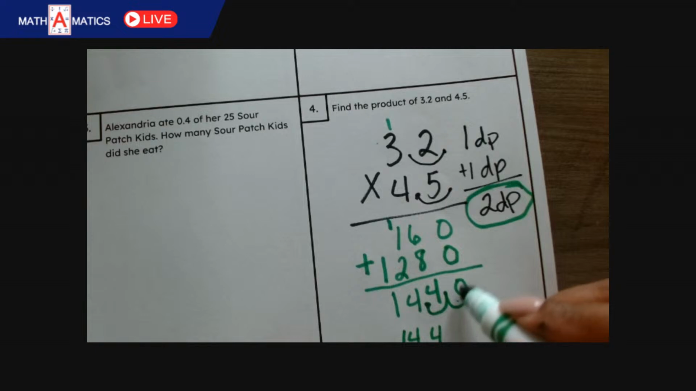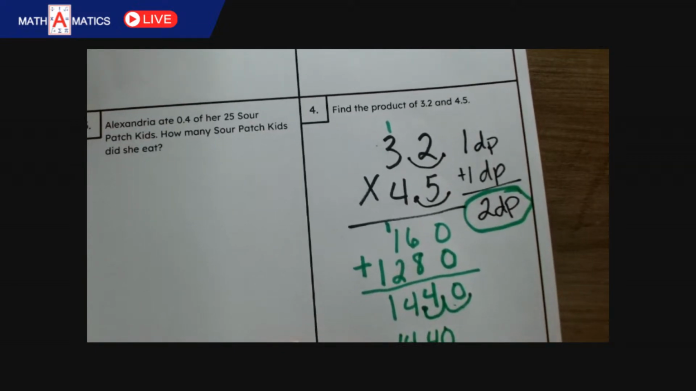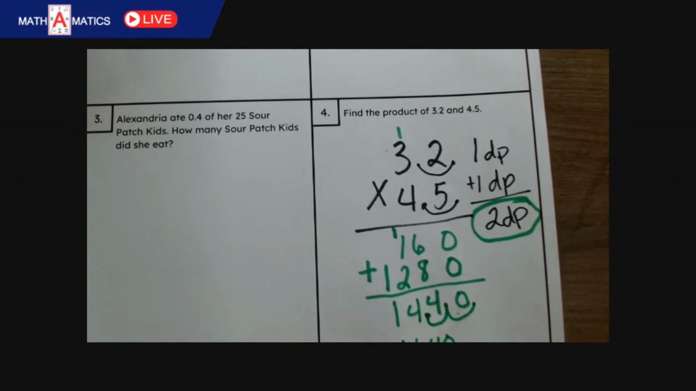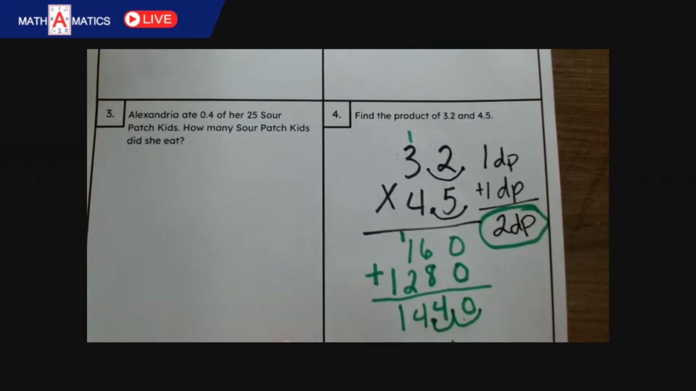14.4. And we could keep the 0 if you want to. So it could be 14.40. Or it is okay to even leave it without. Any questions on that? Let's do another one. Let's see what we have here.